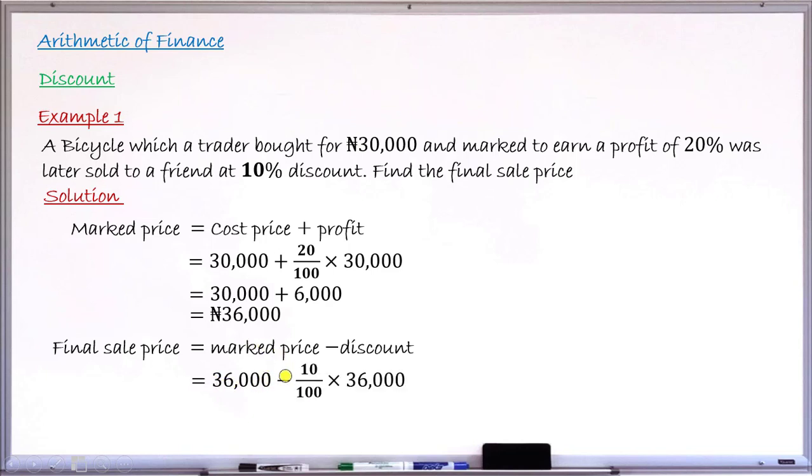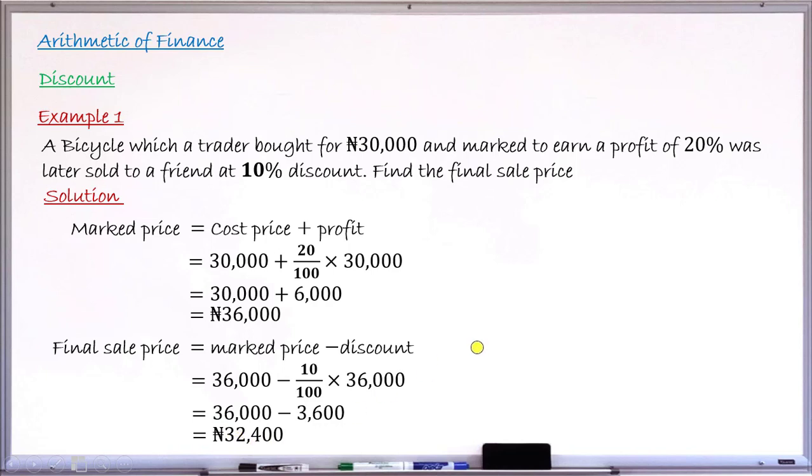This is because a percentage discount is a percentage of the selling price or the market price. So this 10% is not 10% of 30,000, but 10% of 36,000, that is the market price of the bicycle. Getting 10% of 36,000 gives the answer 3,600. When you subtract 3,600, that is the discount, from 36,000 naira, it gives you the final sales price as 32,400 naira.